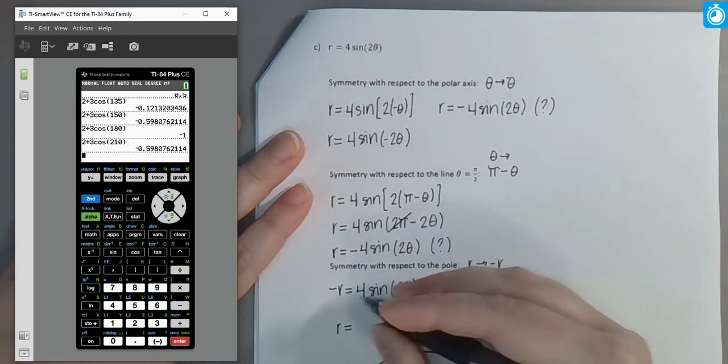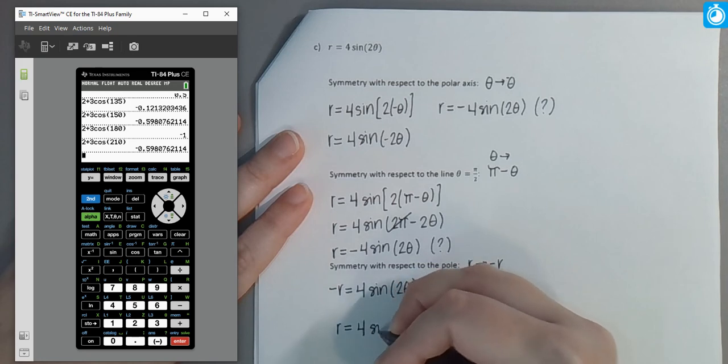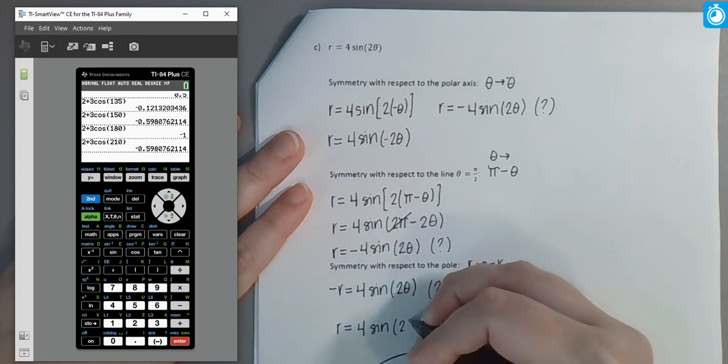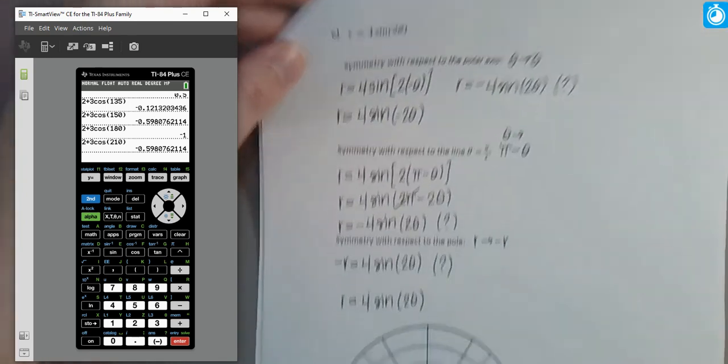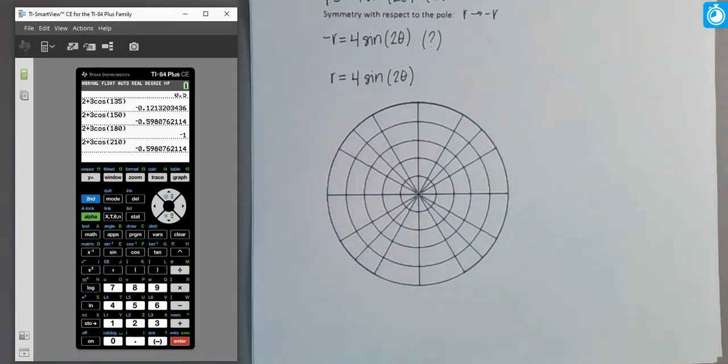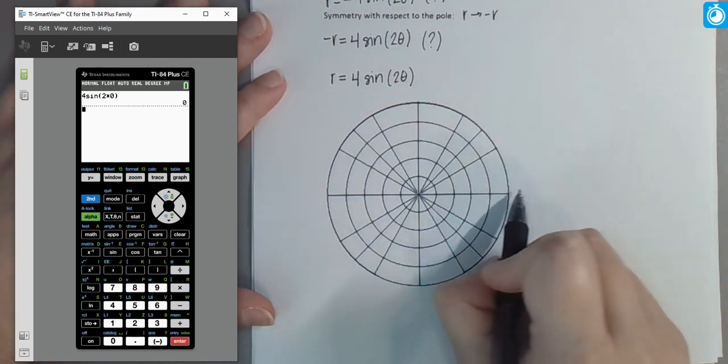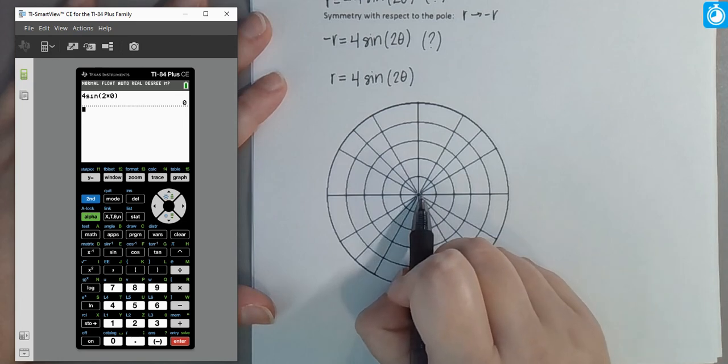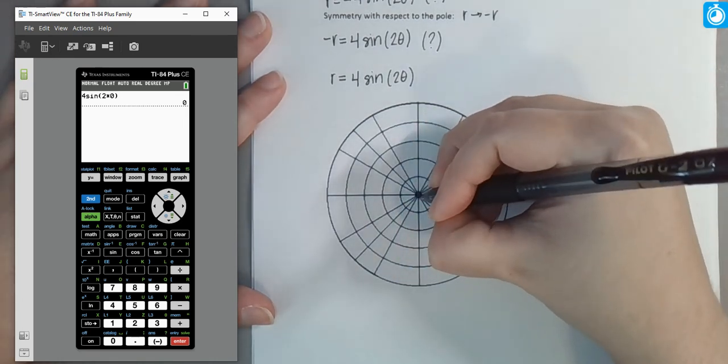So let's write it down. r is equal to 4 times the sine of 2 theta. So here we go, just plotting points. Starting at theta equals 0. So 4 times the sine of 2 times 0. Notice we're multiplying inside of the trig function. That's just going to be 0. So it's 0 radians, our r value is also 0. So we have a point at the pole.